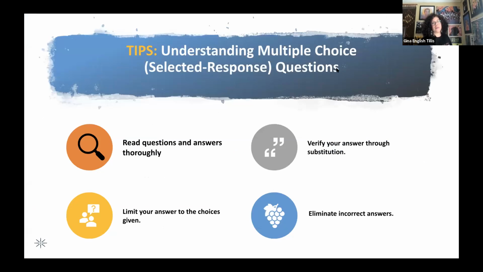The majority of the questions on this exam are multiple choice. They're all multiple choice. This means you're going to need to read the questions and all the answers thoroughly. You'll also want to verify your answer with substitution. Use process of elimination to narrow it down and help you get to the top choices, and limit your answer to the choices that are given.